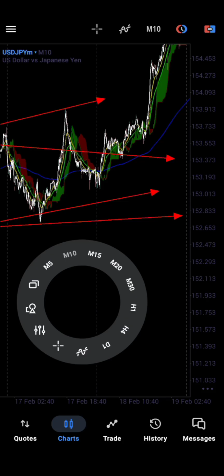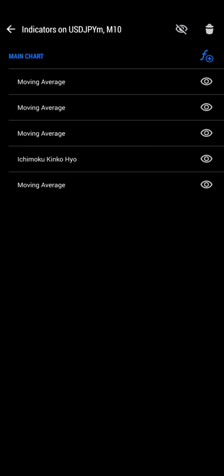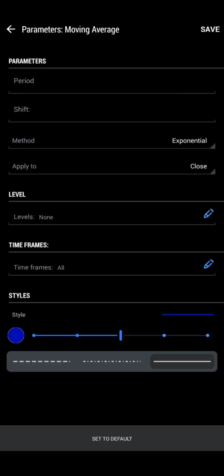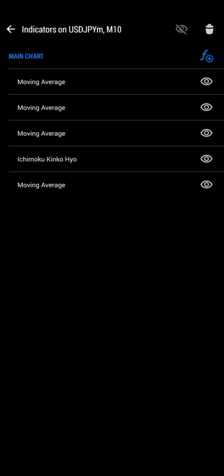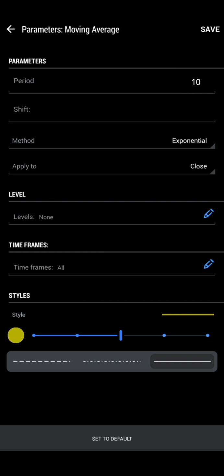So let me quickly share with you the indicators. The first one is the 200 exponential moving average. So this is the setup, and the second one is the 21 exponential moving average. This is the setup. One is the 10 exponential moving average on a close.